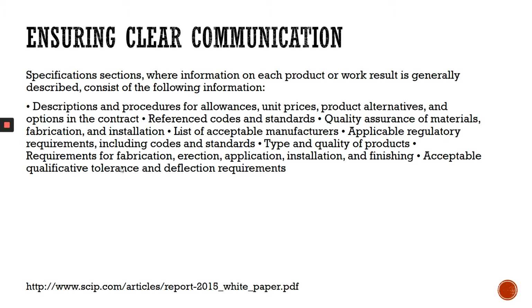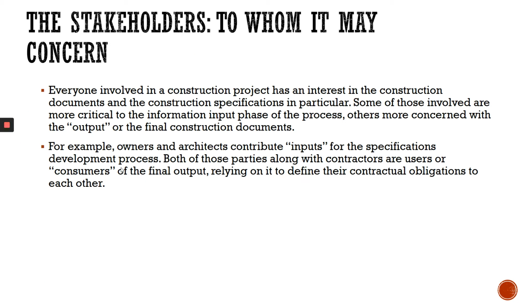Acceptable qualitative tolerance and deflection requirements for infrastructure projects. You need to have all these allowances. So this is the information needed for you to give clear communication, clear information for the executors to do it. Okay, this is what we want. This is how it should be. So it's clear. It can't be blurry, then you will have so many problems, disputes will come later.